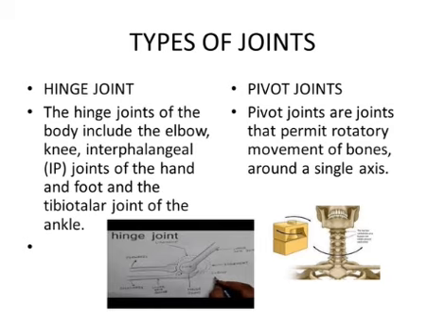This is just for your reference, but remember this, the two main examples of hinge joints in our body are the elbow joint and knee joint. These two you remember. For your class 5th standard, this is very important. That's all. Now comes the pivot joint. Pivot joint you will see here in the head and neck part, where the skull and the vertebral column meet. See, this is how the movement is. That's why it is known as pivot joint, which permits rotatory movement of bones around a single axis.